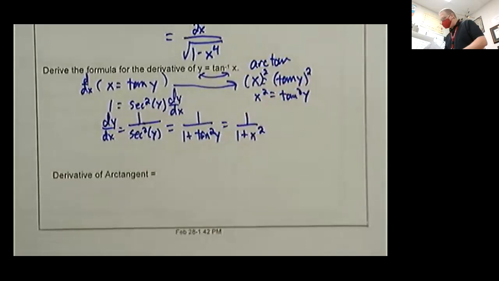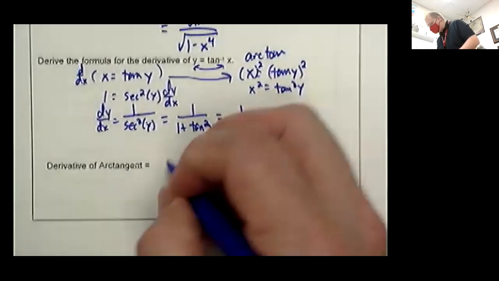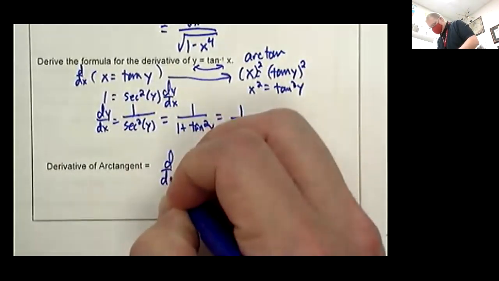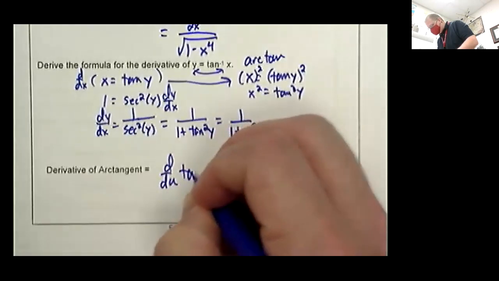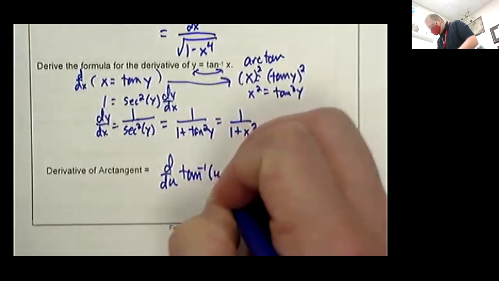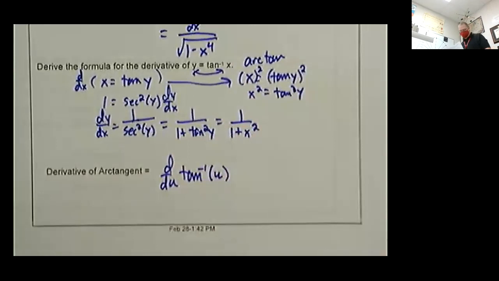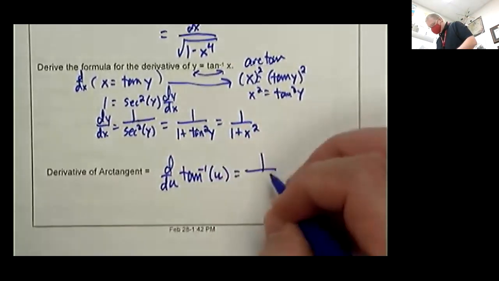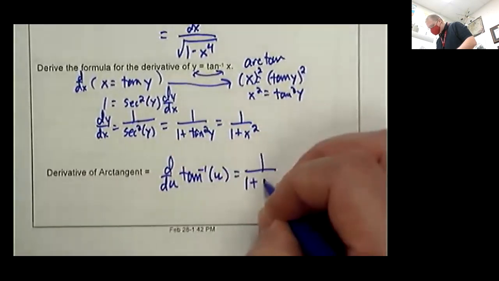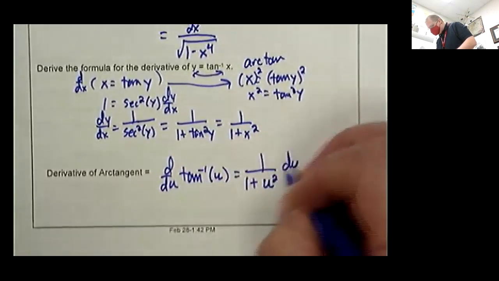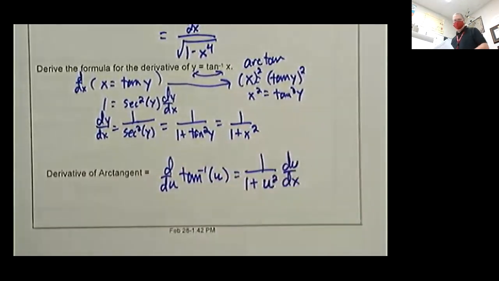So here's our formula for the derivative of arctangent. The derivative, d du, of tangent inverse. And again, we're going to put in a u here. So we have a built-in chain rule to help us out. That is 1 over 1 plus u squared du dx. And again, we're going to add that to our derivative note card.